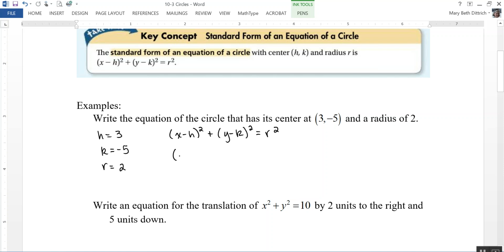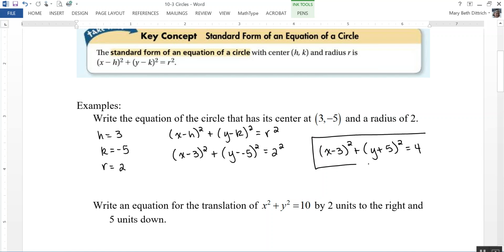So using the formula x minus h squared plus y minus k squared equals r squared, we just plug those numbers in. So x minus 3 squared plus y minus -5 squared equals 2 squared. And if we clean that up, we get x minus 3 squared plus y plus 5 squared is equal to 4. Just be aware that this is h, this is k, and this is r.